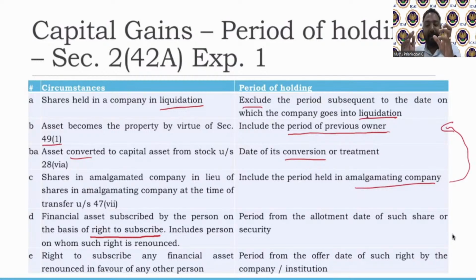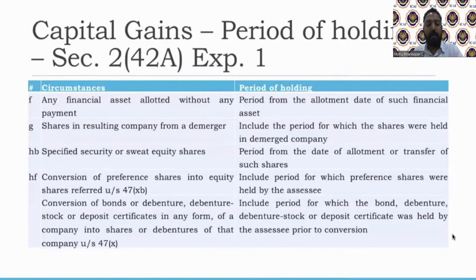So for this right ownership, if it is allotted, you take the period from the allotment. If the right to subscribe is renounced in favor of another person, then you will have to calculate till the date of renouncing. Okay, so that's about it. Moving on, any financial asset allotted without any payment, that is like bonus. What is relevant is the allotment date.